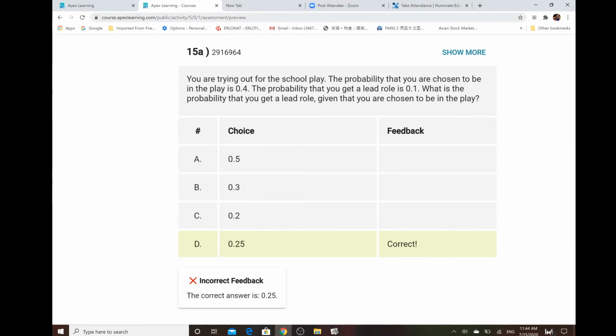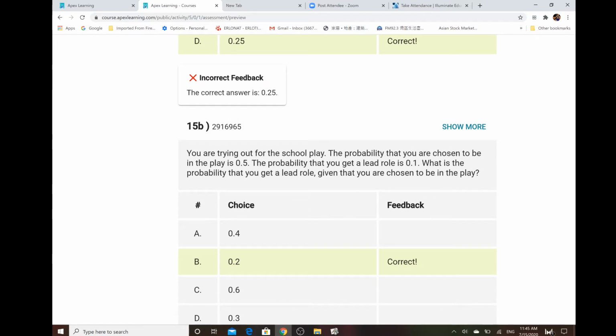One event is relying on the other, so this one should be considered 0.1, because that is the probability that you get a lead role first. So it's relying on the probability of you being selected to be in the play. So 0.1 over 0.4, that would be 1 over 4, which is 0.25. So again, one event is depending on the other event.